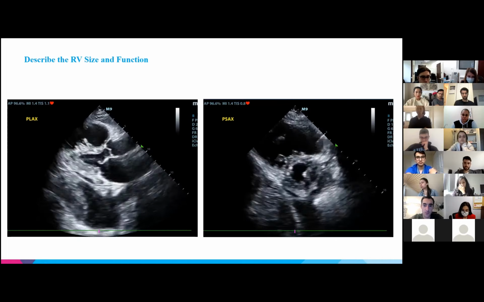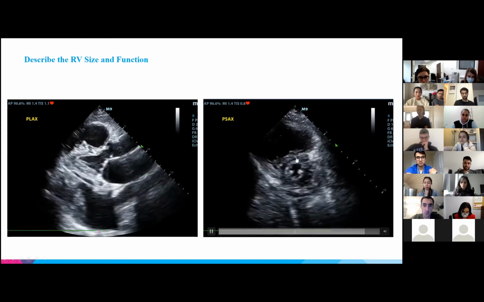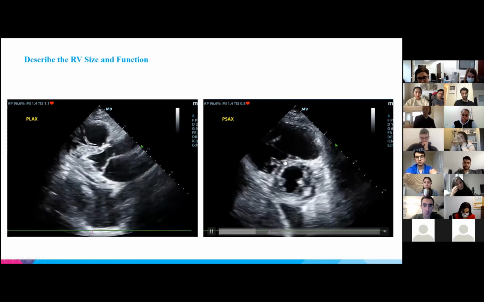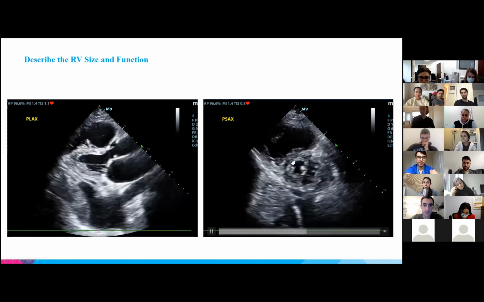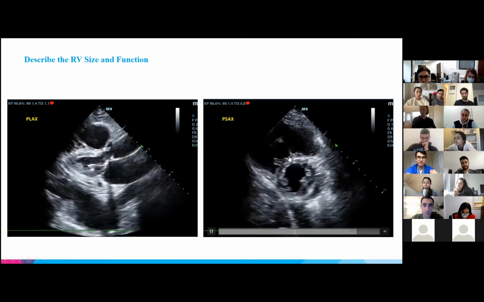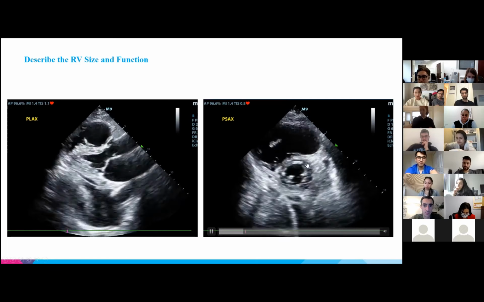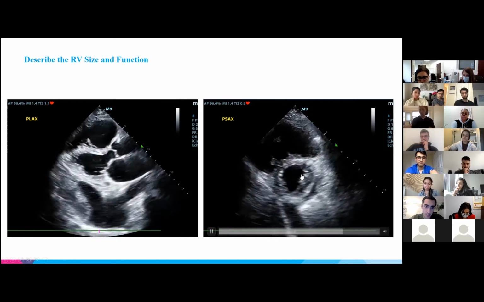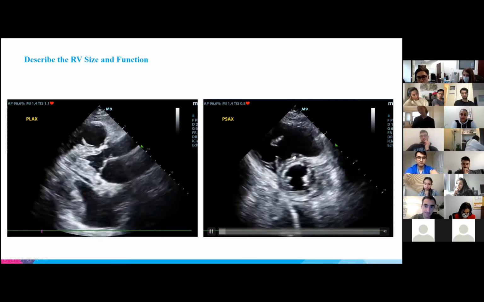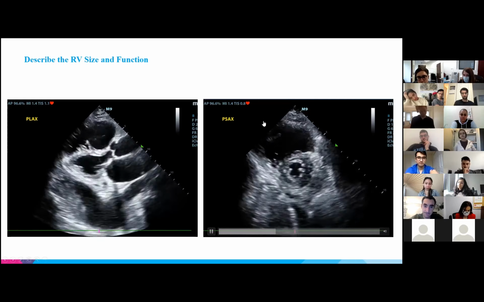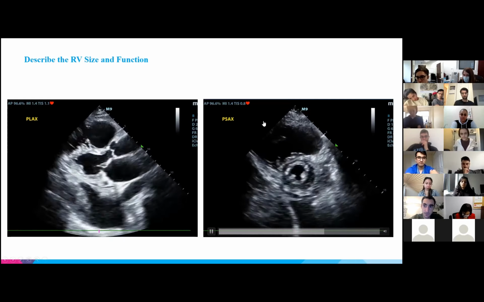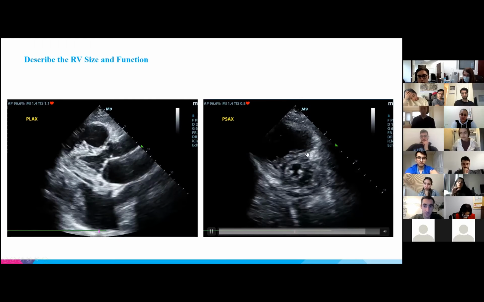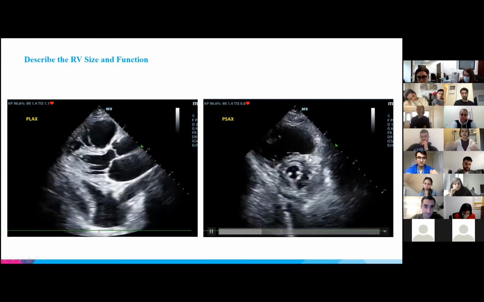Yep. So the RV is huge, right? It looks like it's almost double the size of the LV. But what's interesting here is that, as opposed to the last views we looked at where we got the D sign, the structure of the LV is still very circular, and the squeeze of the left ventricle is pretty good. So to me, this would signify that whatever's going on with the right ventricle is probably somewhat chronic, and that the other aspect of the heart has been able to compensate.